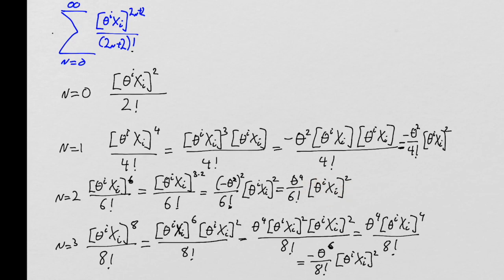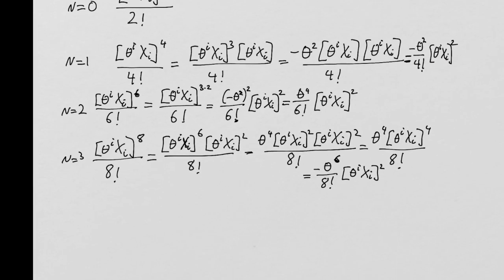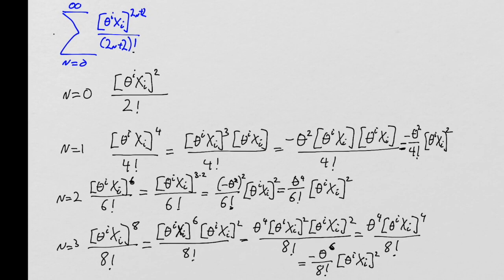You can't get rid of that. And of course, now we're seeing that what's left over are even powers of the matrix instead of linear powers. And then when n equals 3, you end up with an odd power, the negative of theta to the 6 over 8 factorial, and then of course you have the square. So we can now sum this guy up.